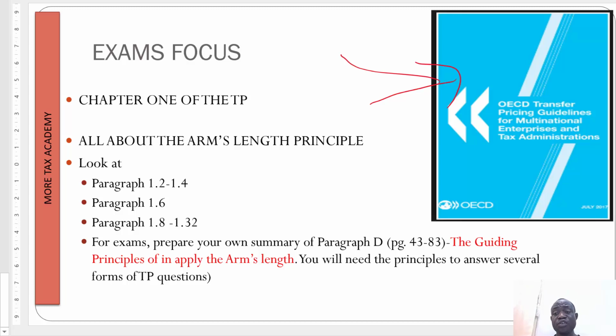And then, for your own sake, for your own examination preparation, please prepare your own summary on paragraph D. Look at page 53 going. Paragraph D, there is a summary version of the whole arm's length principle. Get it, summarize it. We will solve questions on it when we meet in our next lecture.